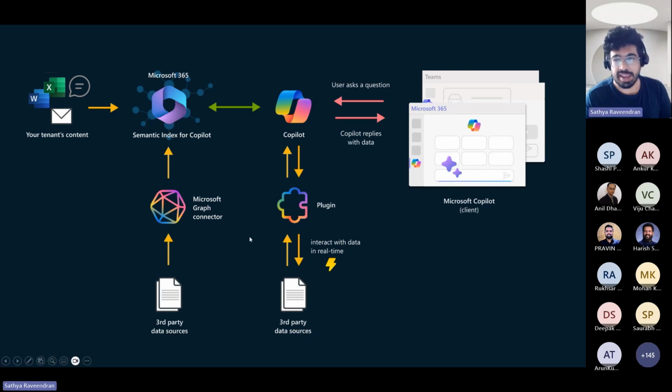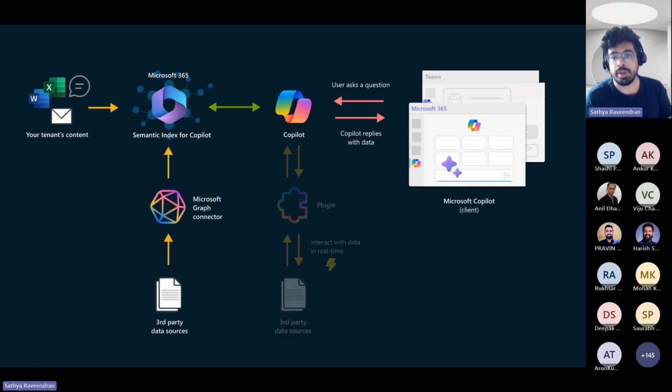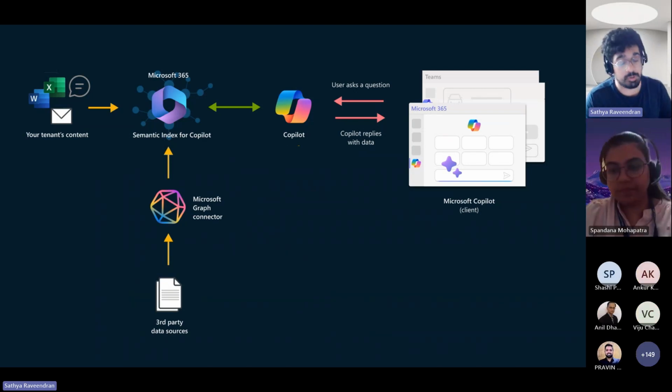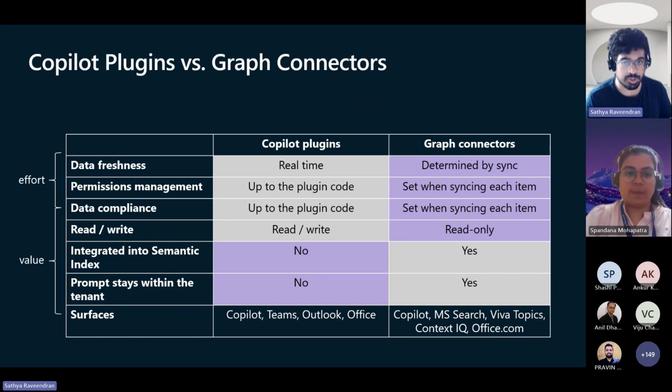And this diagram captures this really well. So plugins are real time. Graph connectors connect to third-party sources. It's not real time. It makes a copy, and it is fantastic over unstructured content. This is a very good view, and we'll be able to share this with you after this call. So this is a very good view of how and when you should choose which option.